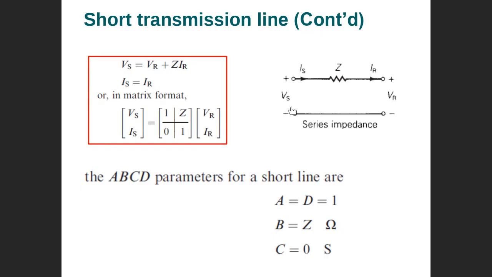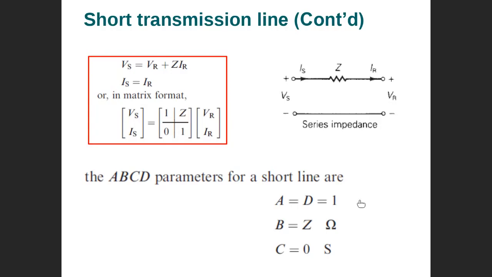This is the VS. So what about the relationship between IS and IR? There is no branch in this circuit here. IS equals IR. IS equals 0 VR plus 1 IR. Therefore, the sending end current equals the receiving end current. Therefore, we can put the ABCD parameters this way: A is 1, B is Z, C is 0, and D is 1. This is the way we write them.